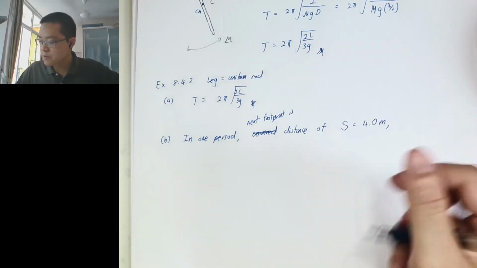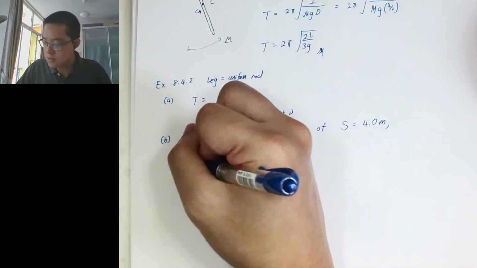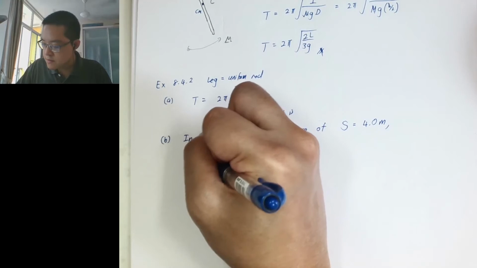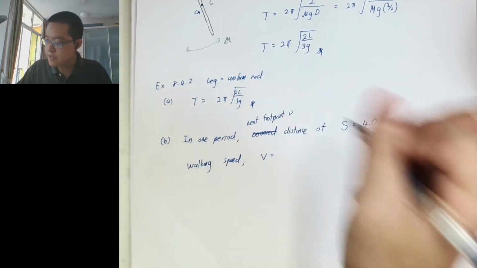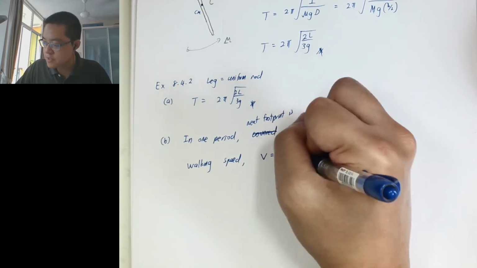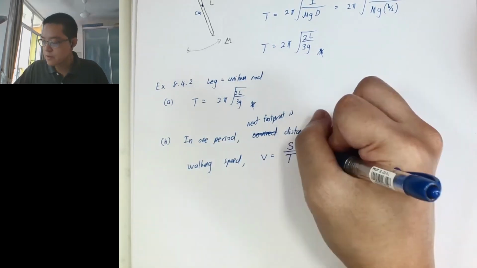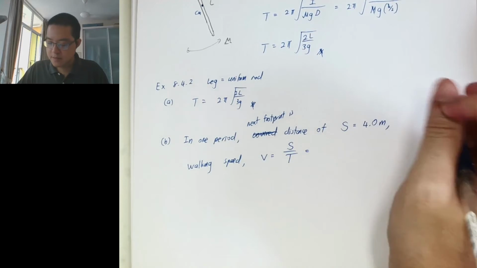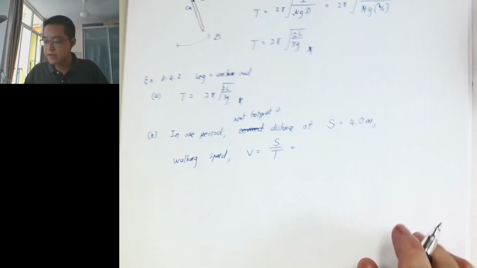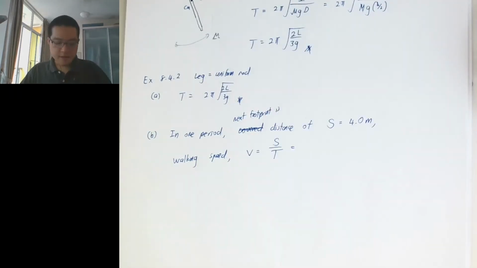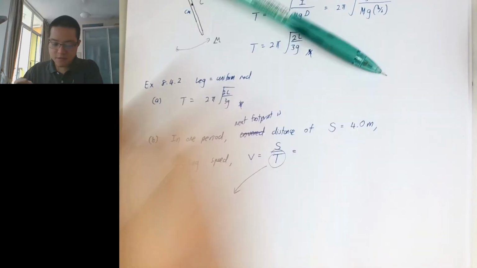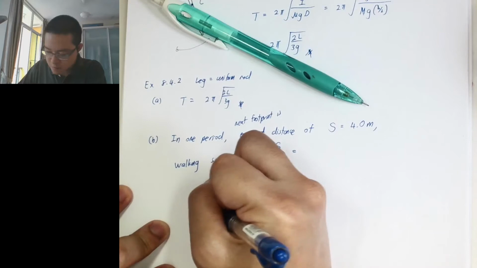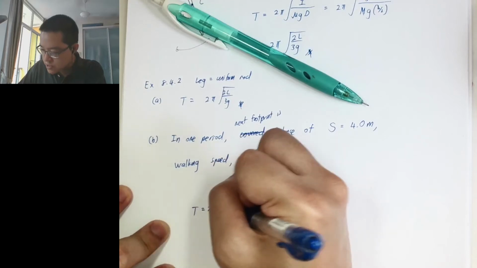And then from here we can calculate the speed. The walking speed, I'm going to call this V, is just the distance S over the period T. So from here we can estimate the speed. For the T-Rex, where the leg is 3.1 meters, T is 2 pi square root of 2L over 3g. So this is the formula.